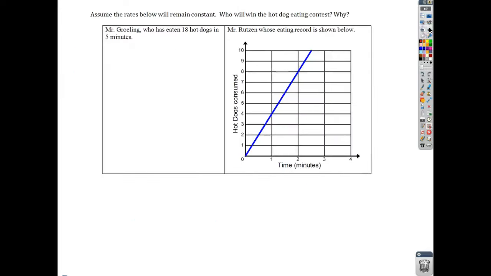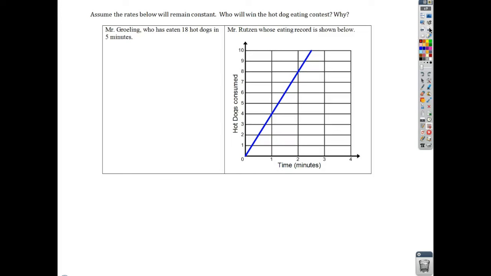All right, let's do another one. Assume the rates below will remain constant. Okay, so we're going to pretend that over the course of time they're going to follow the same rate of change. Who's going to win the hot dog eating contest? Okay, so go ahead, try to figure out who's going to eat it and why.